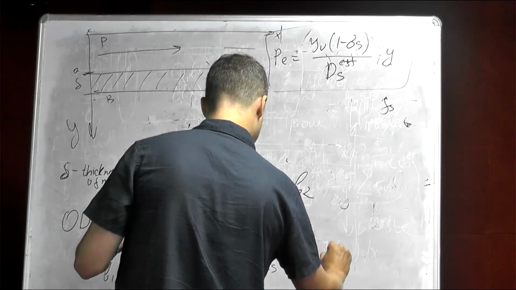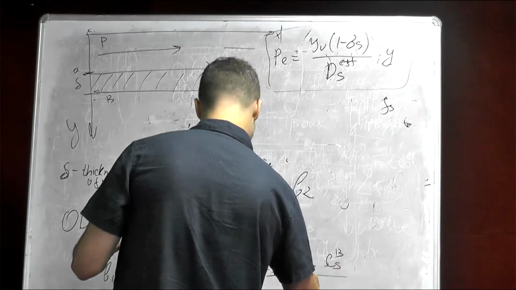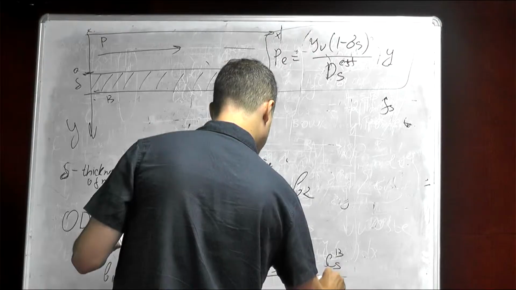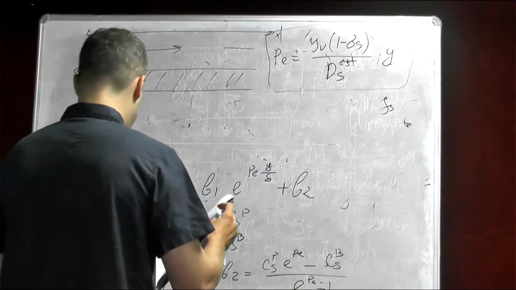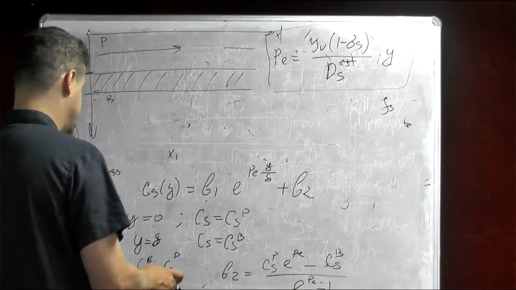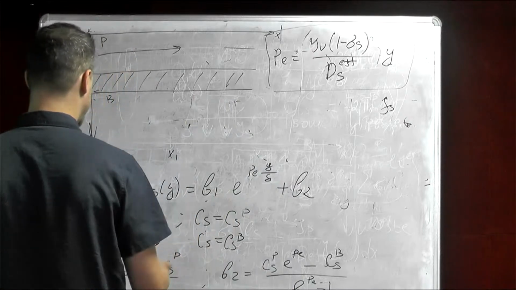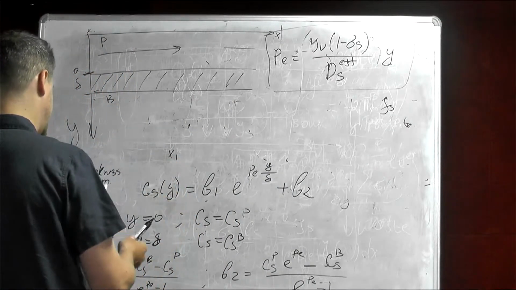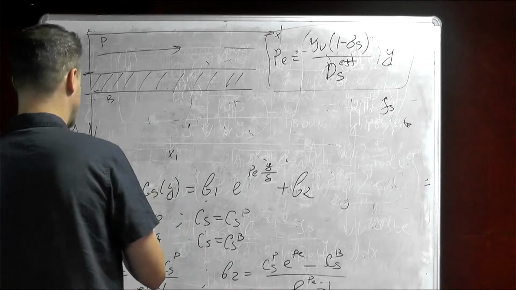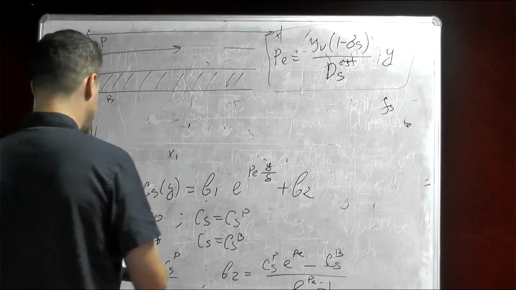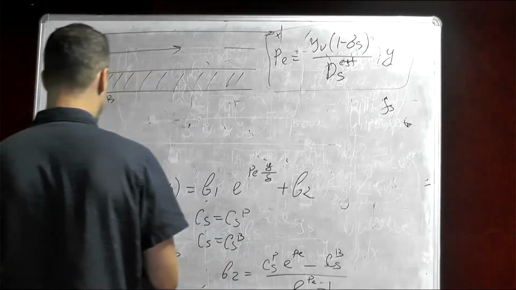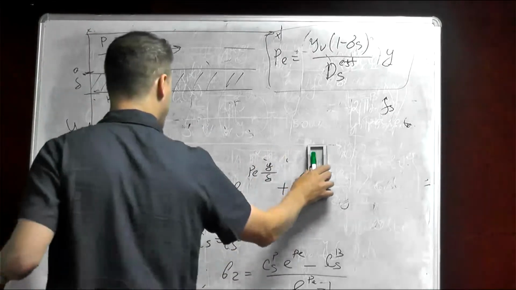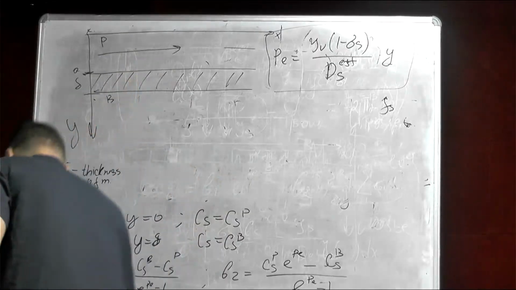Bowman. Which gives us the solution for Cs in y, and after that we can rewrite the actual solute flux in a fuller form. So let me just write it right there.